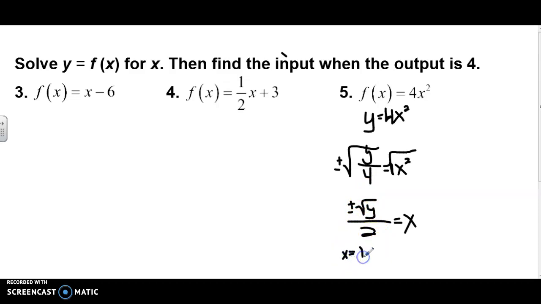So that's why yesterday there were 2 inputs for that, because there should have been a positive and negative of the answer when you take the square root of both sides. So that was from yesterday.